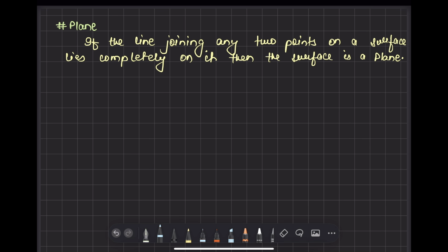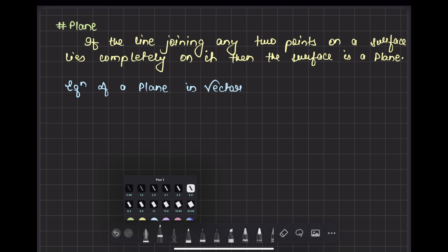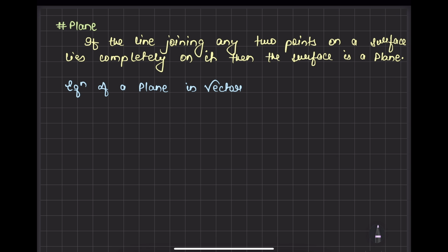Suppose we are interested in finding the equation of a plane in vector form. If you recall the chapter on straight line, to write the equation of a straight line you need two things: a point on the line, and a vector parallel to the line. So in this case, look at this.